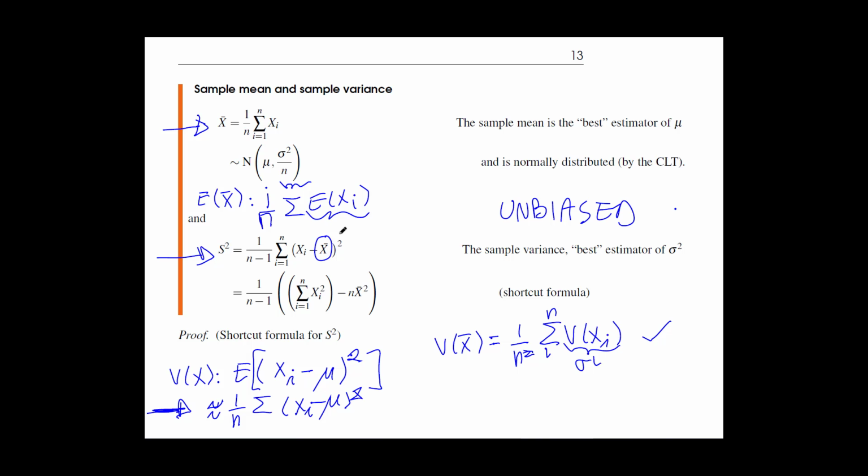Now, because they're all IID, they all have mean mu, okay? And so if you do that summation, that's mu, right? So this shows that x bar is unbiased, because when you take the expected value of x bar, you obtain the parameter that you were trying to estimate. And that's going to be the reason why we divide by n minus 1 and not n.